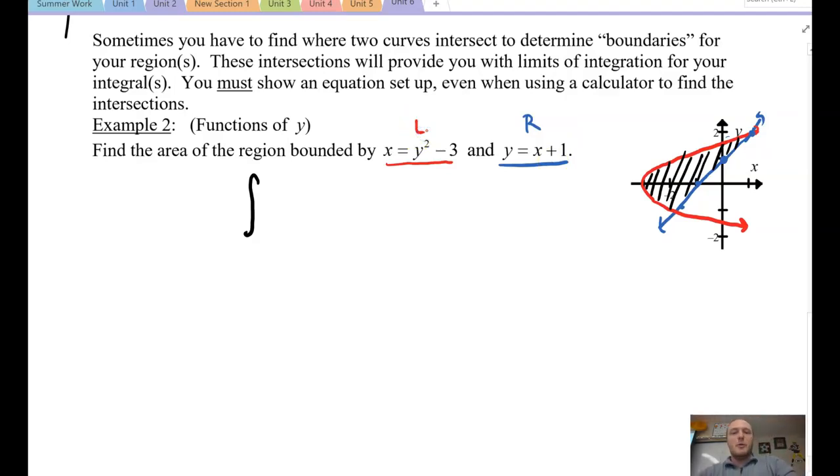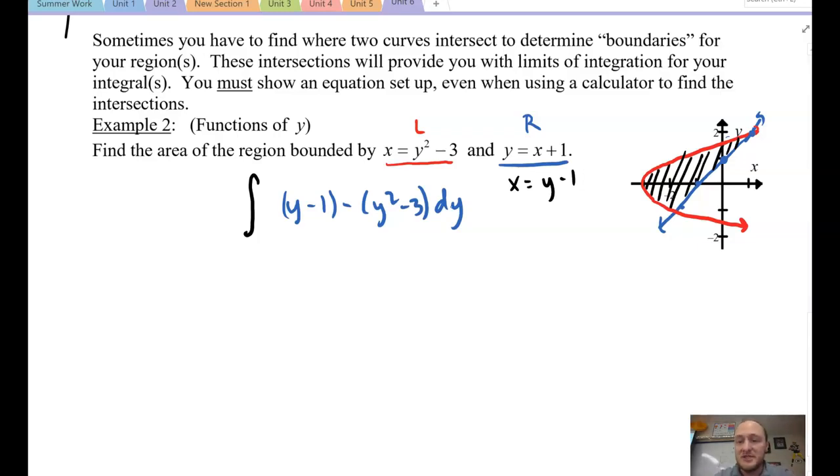Okay, so I want to go ahead and subtract these, but notice how this function is not in terms of y. So I want to solve for this. So x is equal to y minus 1. I just subtracted 1 over. Okay, so now my function is y minus 1, and I'll write this in blue. So y minus 1, subtract my left curve, which is already in terms of y. So y squared minus 3 dy. Okay, so there is our integral.